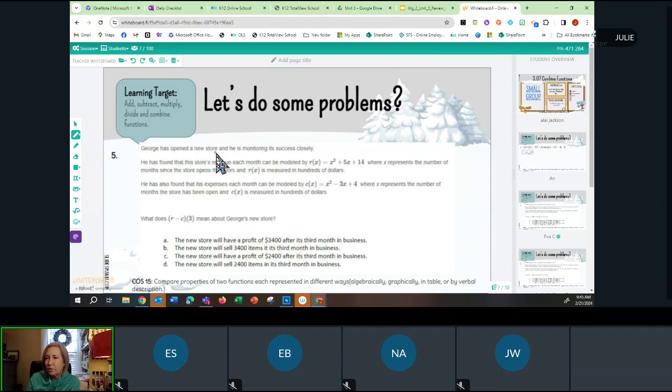Anyway, George has opened a new store. It doesn't give us any information. It doesn't tell us what kind of store it is. So the word problem is really boring to me, but I'm going to keep reading. He has found that this store's revenue each month can be modeled by R of X equals X squared plus 5X plus 14, where X represents the number of months since the store opens. R of X is measured in hundreds of dollars.